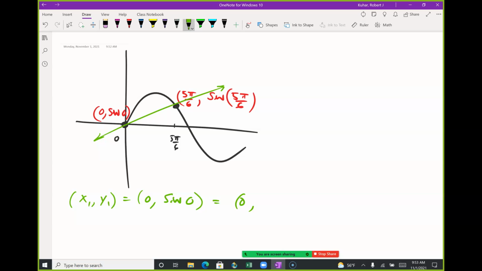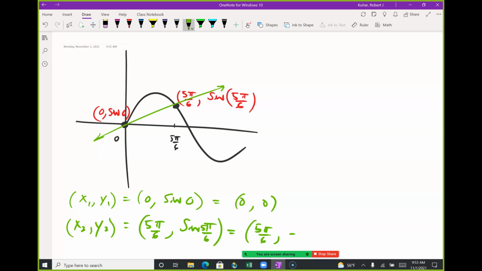What is sine of 0? So my chart, 0? Yep. And I have an x2, y2 of 5 pi over 6, sine of 5 pi over 6. I already know that that is 5 pi over 6 plus sine of pi over 6, right? Because it's still a positive.